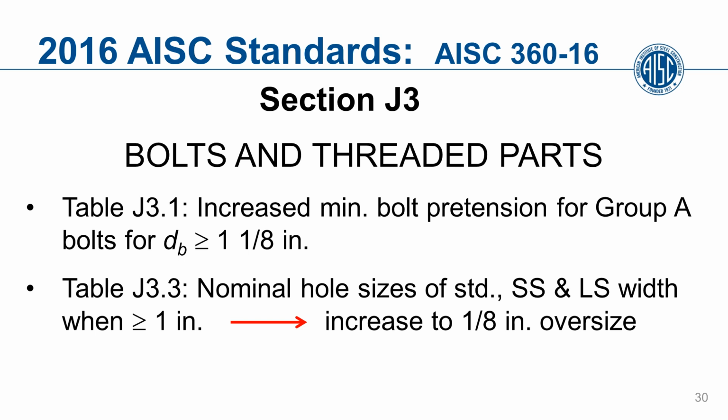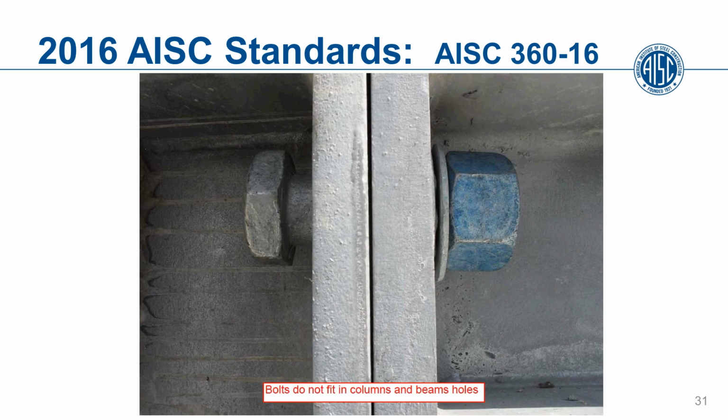If you go to Table J3.3, you're going to see that the nominal hole sizes for standard, short slots, and long slot widths when the bolts are 1 inch or larger in diameter increase to 1/8 inch oversize. This is a change from what has been traditionally used of a 1/16 inch oversize. Why was that change made? Well, what was discovered is on those larger bolts, the bolts did not fit in the holes. This was due to the manufacturing standards for those bolts.